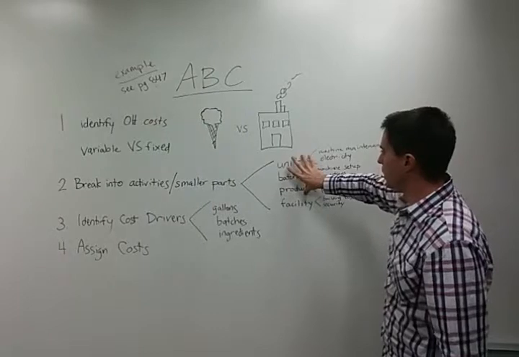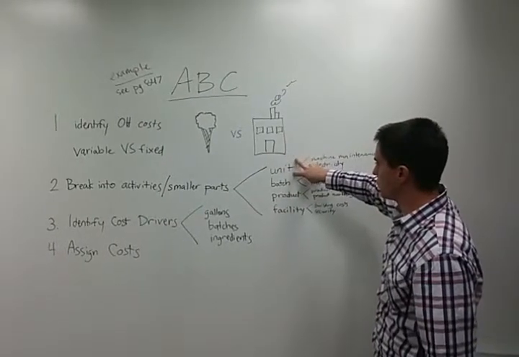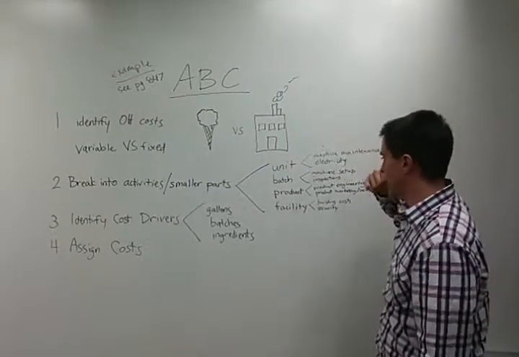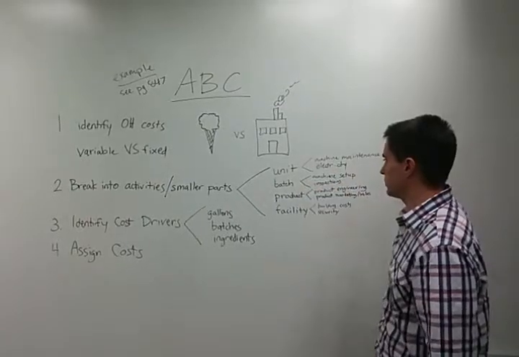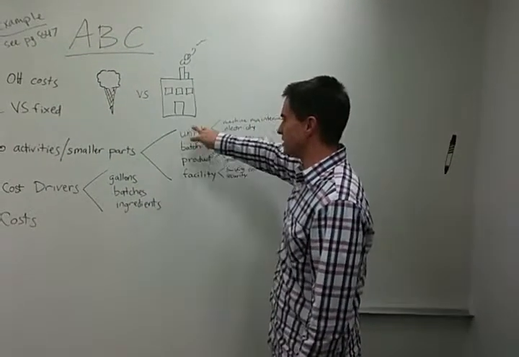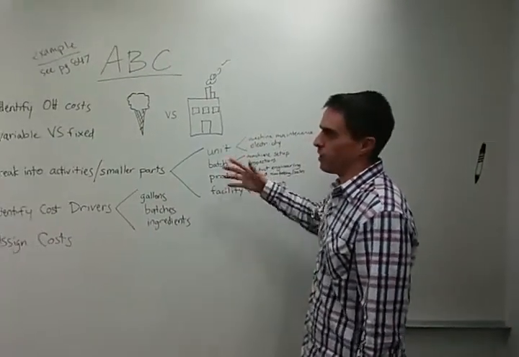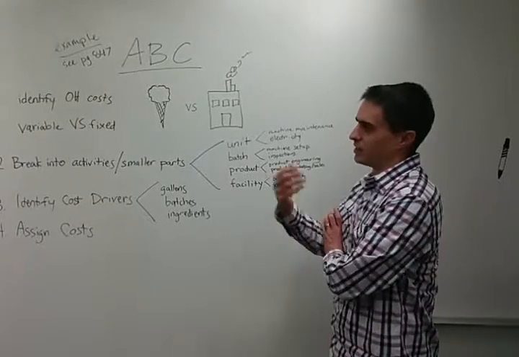If it's an airplane, you've got your airplanes. Well, the airplane's totally different. They don't confuse me. Yeah, it's bad. Stick with ice cream. Just ice cream. Gallons, batches, ingredients, units, batches, products. Does that answer your question?